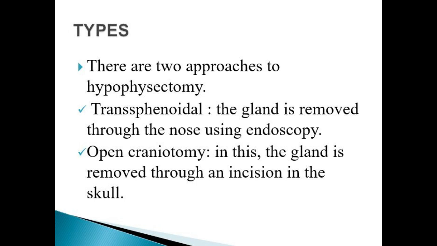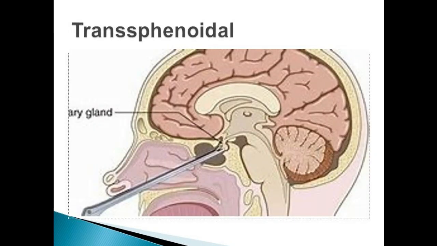There are two approaches to undergo hypophysectomy, and the first one is the transsphenoidal. In this procedure, the gland is removed through the nose using endoscopy. The second one is the open craniectomy, and this procedure involves the gland being removed through an incision in the skull. And here is a picture showing the pituitary gland, which usually looks like a pea-sized organ situated in a bony structure within the skull.